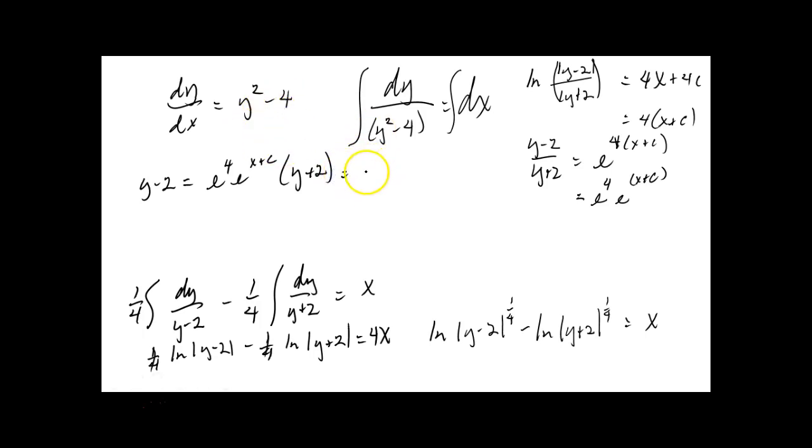So this would then be e to the 4, e to the x plus c, times y, plus 2 times e to the 4, e to the x plus c. Okay? What did you do? We just distributed this thing with the y, and this thing with the 2. So we have the 2 with the y and have it with the 2. E to the 4 times that, e to the 4 times that.